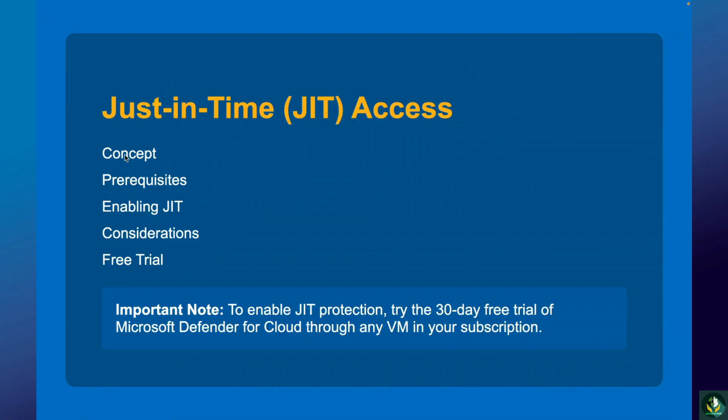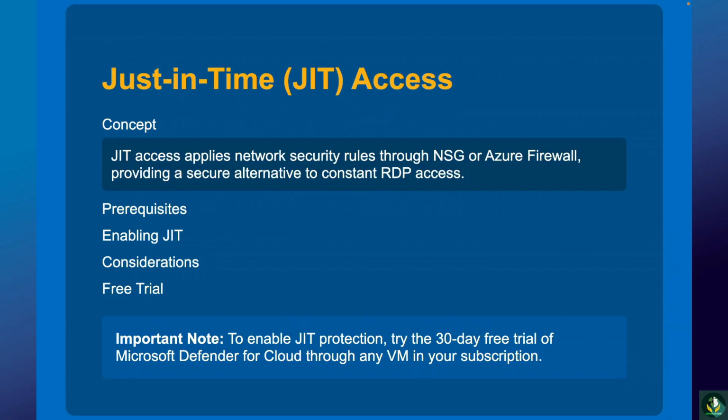public networks. This approach is based on the concept of network security rules that can be applied in network security groups, or NSG, or Azure Firewall. You can implement this just-in-time access, or JIT access, but before it, certain prerequisites must be met. Let's take a look at these prerequisites.